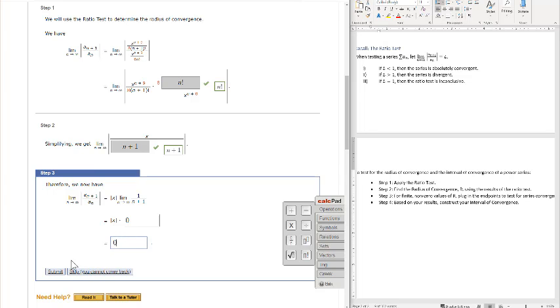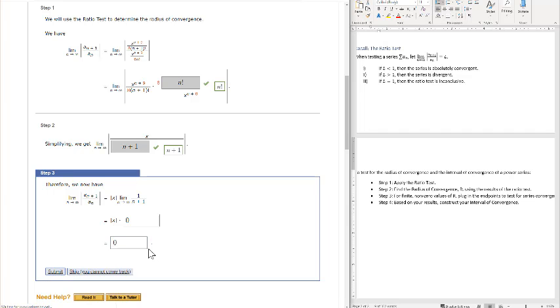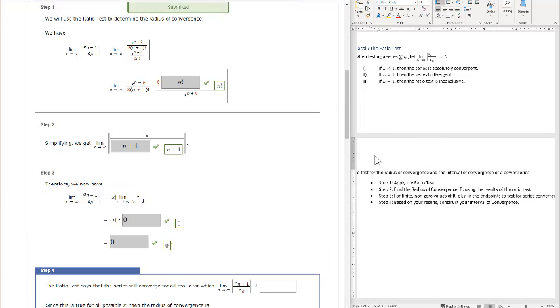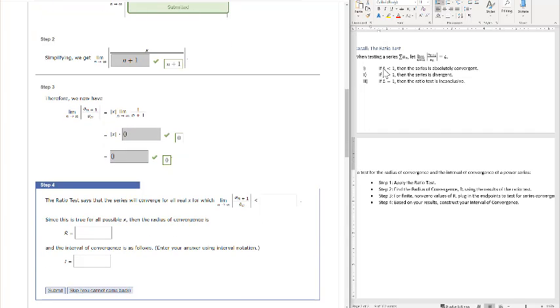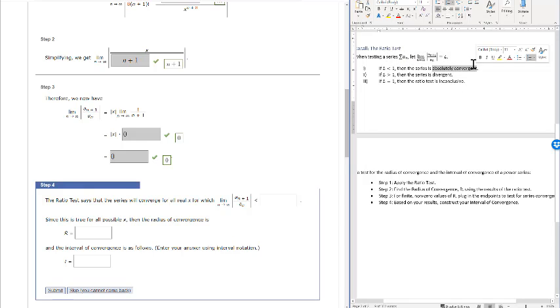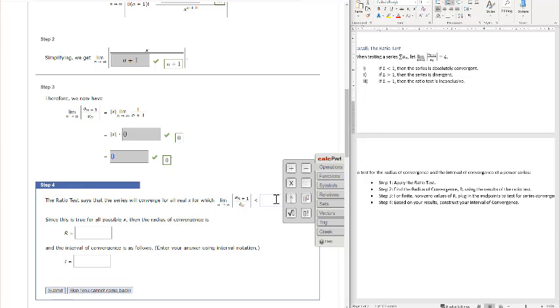So our ratio test gives us a result of 0. Now, according to the ratio test, if your L is less than 1, then the series is going to absolutely converge. And it looks like our L is equal to 0 in this case, regardless of what x is. So the ratio test says that the series will converge for all x values for which this limit is less than 1.